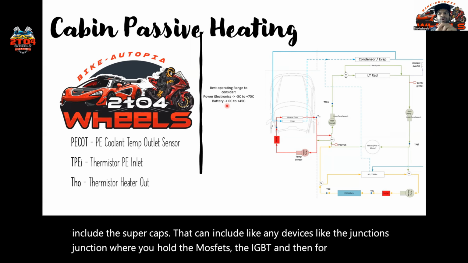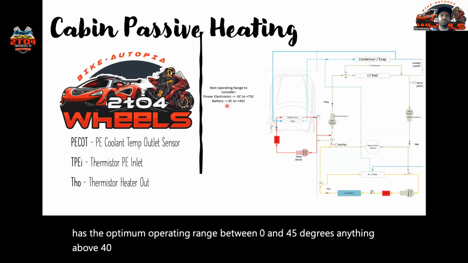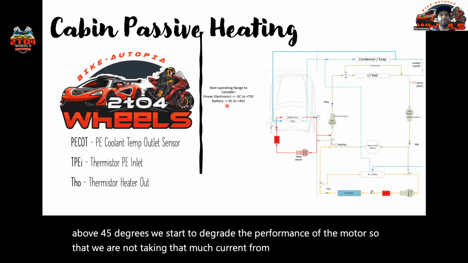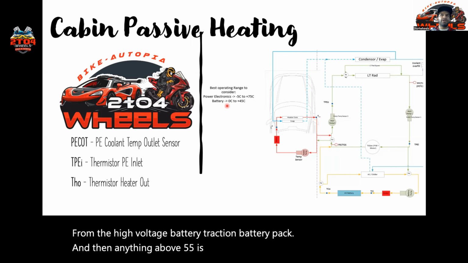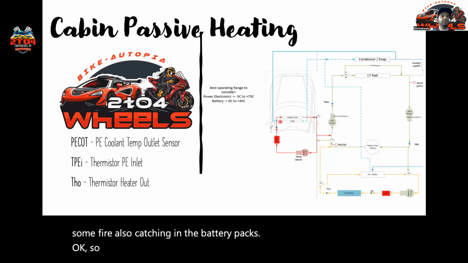And then for us, the battery has the optimum operating range between 0 and 45 degrees. Anything above 45 degrees, we start to derate the performance of the motor so that we are not taking that much current from the battery pack, the high voltage traction battery pack. And then anything above 55 is basically a zone where we can see some fire also catching in the battery packs. Okay, so I think that is shared now.